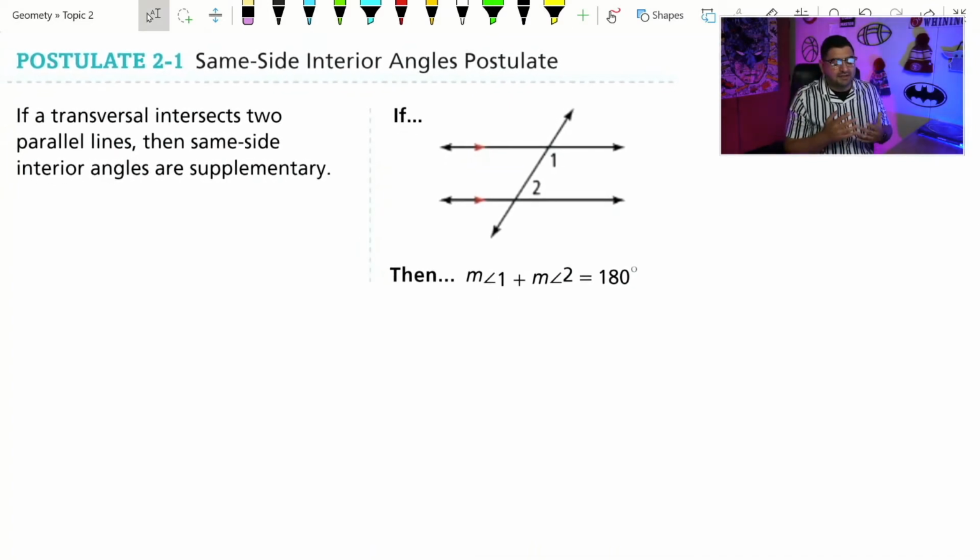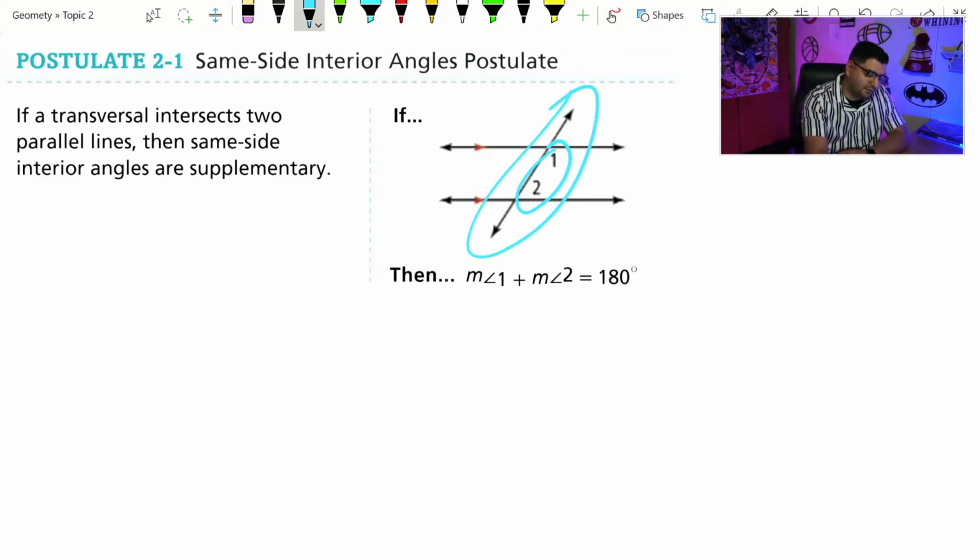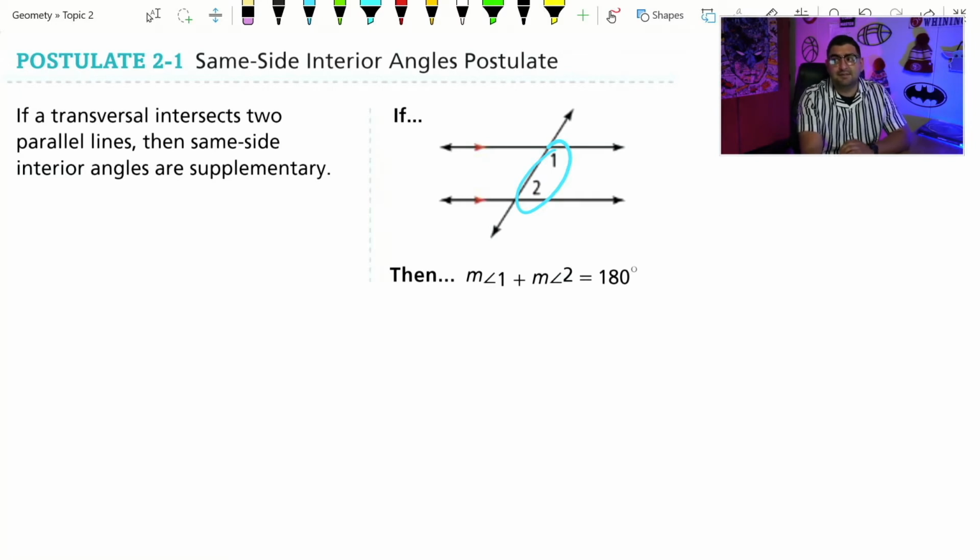What this tells me is that my interior angles that are on the same side, so for example here, angle 1 and 2, they're inside those parallel lines and they're both on the same side of this transversal. These two angles are supplementary. The Same-Side Interior Angles Postulate lets me know that if I were to add these two angles, I would get 180 degrees. So how do we use that? Well, a lot of times they'll give me one of the angles and I use this postulate to help me find the other.